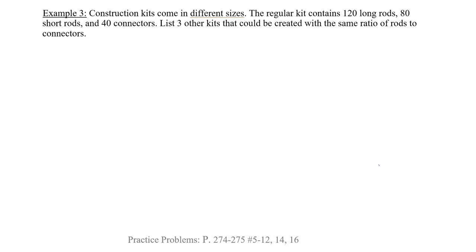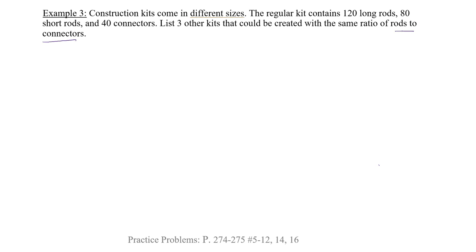Okay, example 3, let's look at a word problem. So we have construction kits that come in different sizes. The regular kit has 120 long rods and 80 short rods and 40 connectors. So we want to list 3 other kits that could be created with the same ratio of rods to connectors.